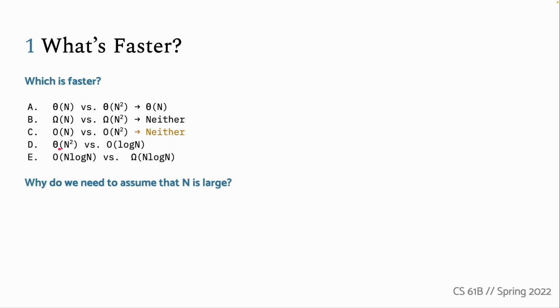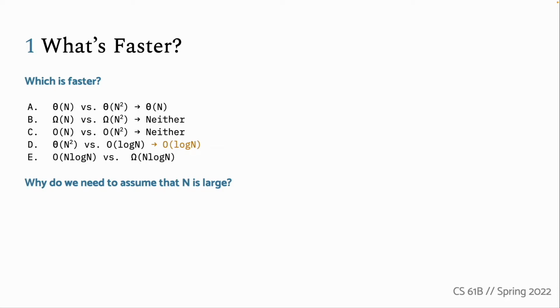Now here we have theta of n squared, so we know this takes n squared time, and this one takes O of log n time. So it's upper bounded by log n. Now log n is always going to be less than n squared, right? Because the speed of this is either log n or faster, and this is always going to take n squared time. So we know that the O of log n function will always be faster than the function that takes n squared time.